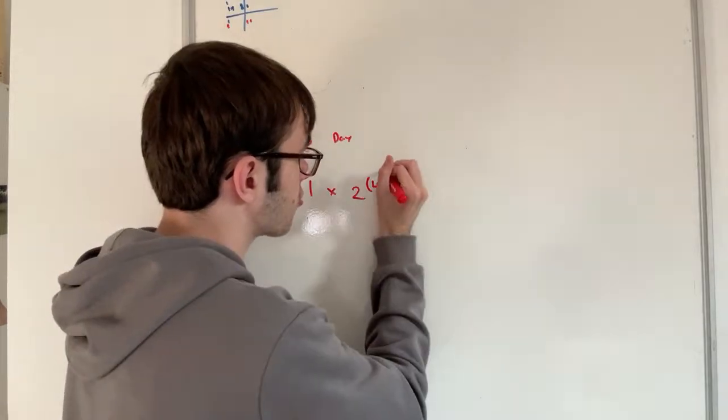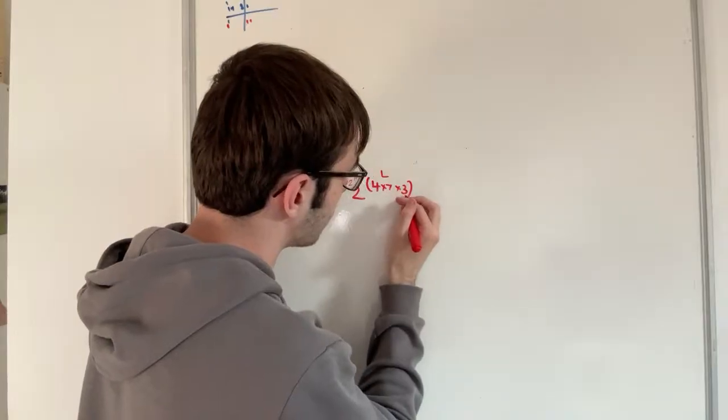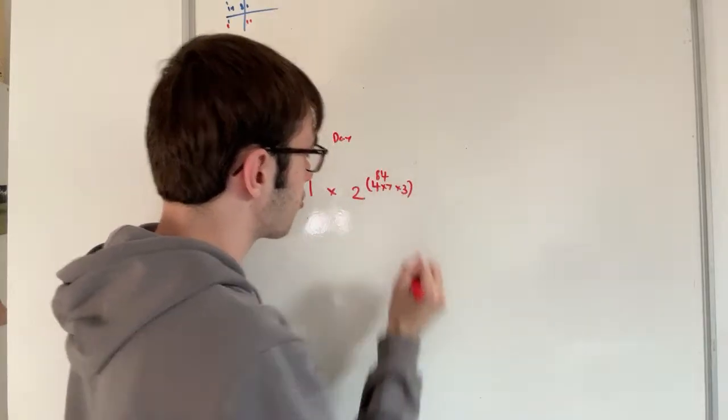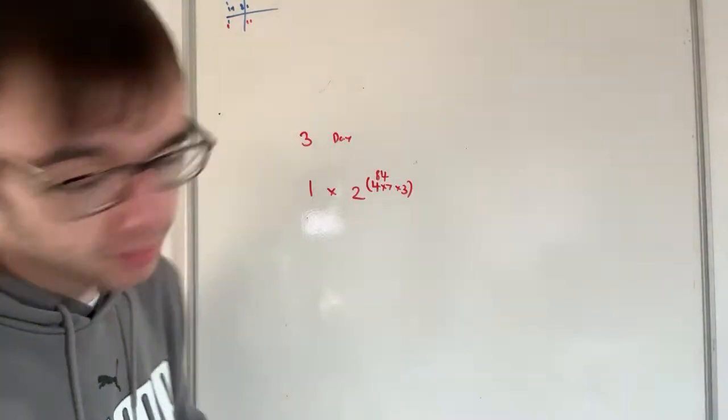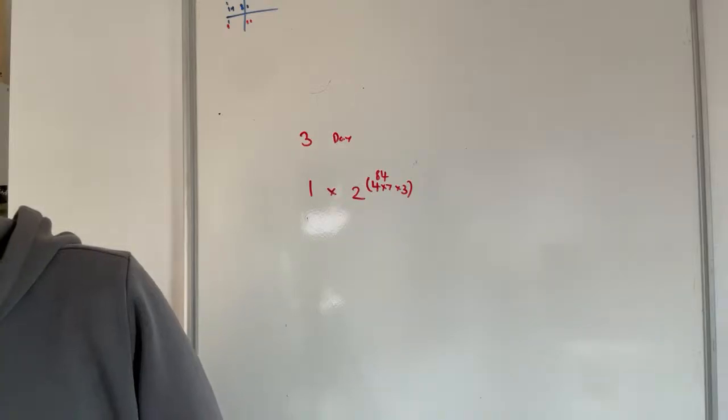Which is 2 to the power of 48, no? 21, 42, 84. 2 to the power of 84. I believe that that's the answer. Correct answer of 2 times 10 to the power of 25.